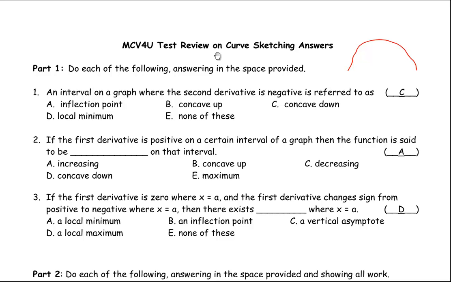In this video, we'll take a look, in detail, at the answers to this test review on curve sketching. In the first part, there are just 3 multiple choice questions. We'll take a look at those first. The first question says, an interval on a graph where the second derivative is negative is referred to as.